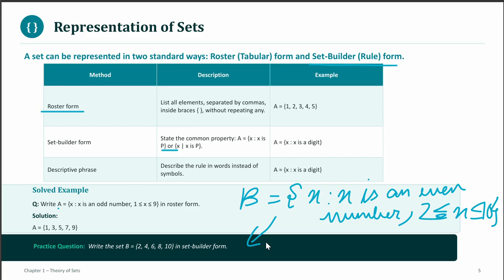So if you have been given roster form and you have been asked to convert it into the set builder form, or vice versa, you may do it like this.